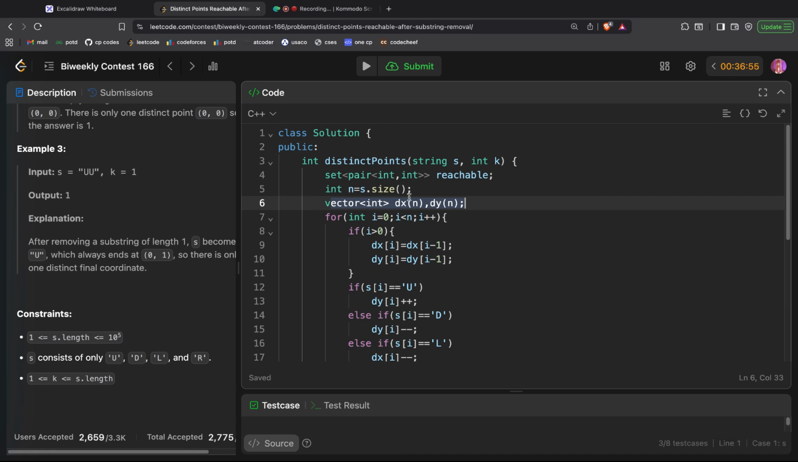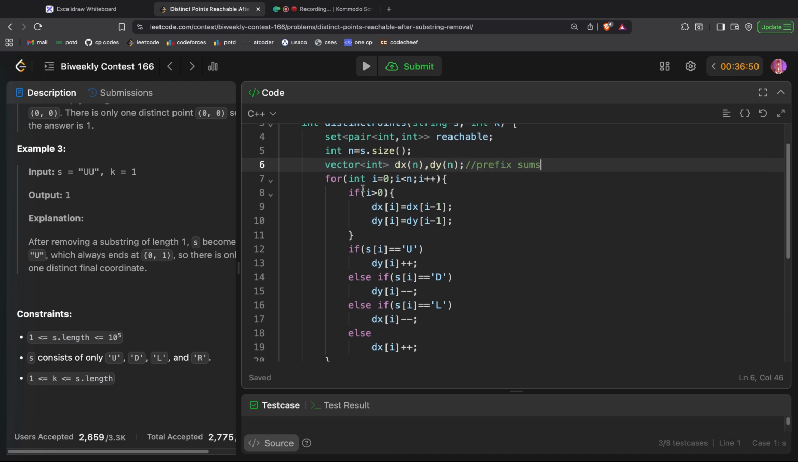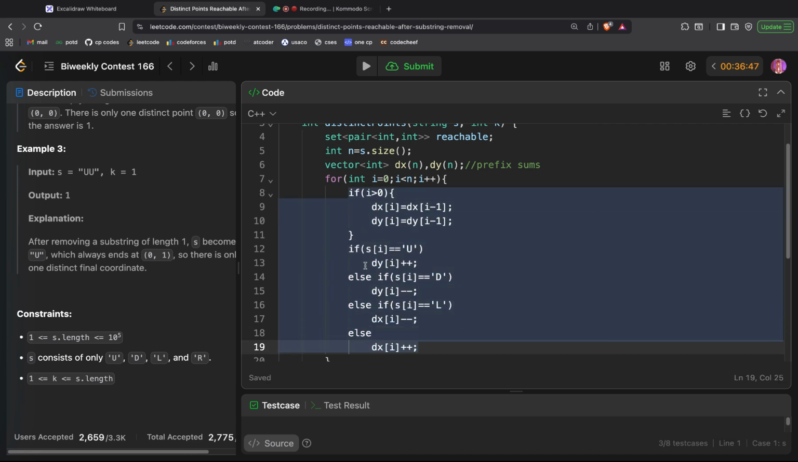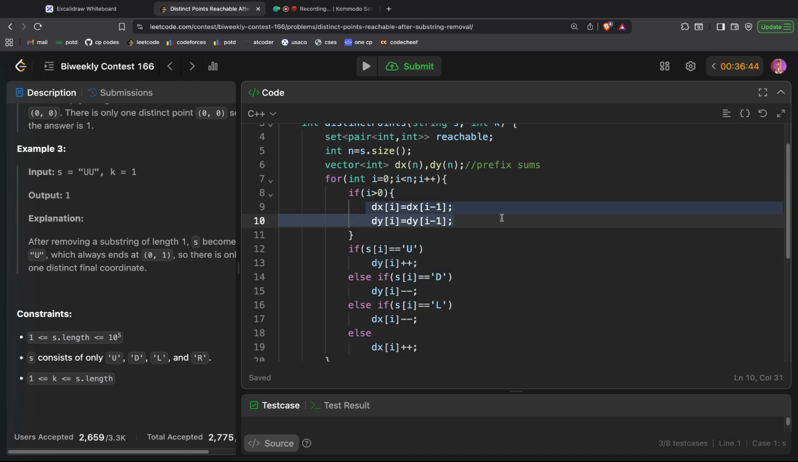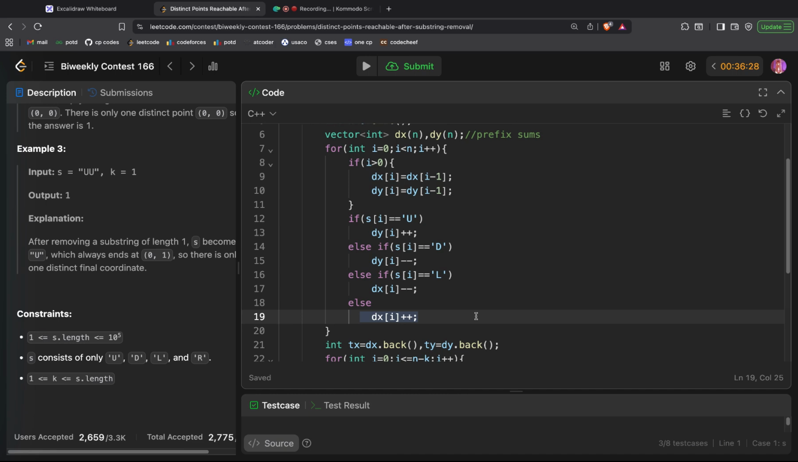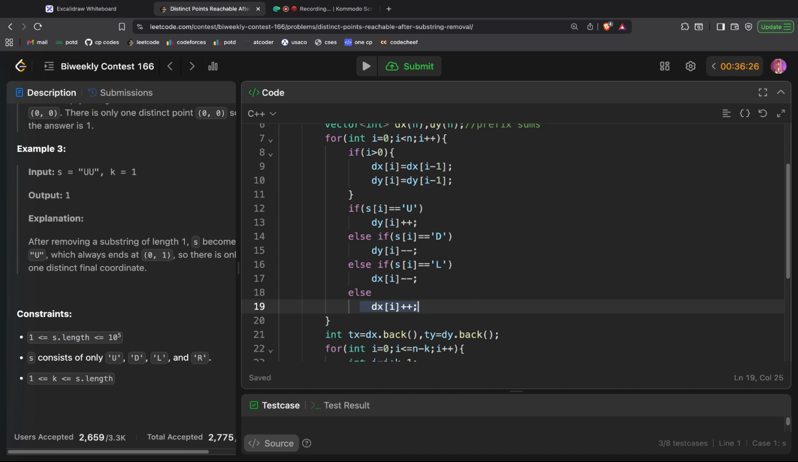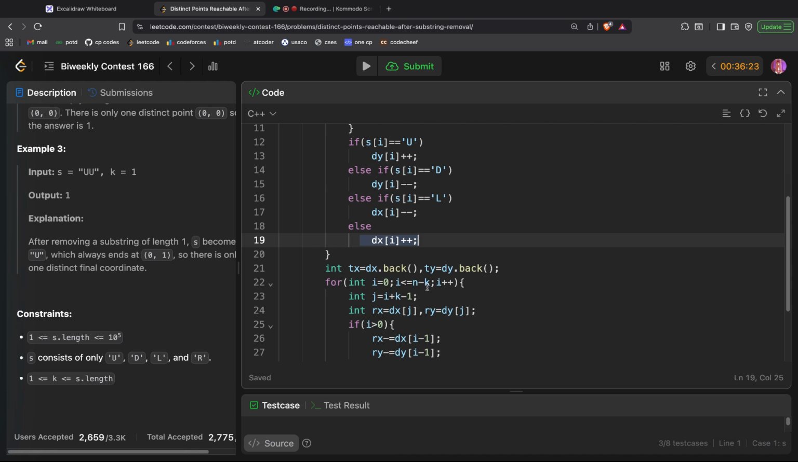So I have vectors for dx and dy. These are like the prefix sums. You calculate this prefix sum: the prefix sum of i still has the prefix sum of i minus 1. That is what we're doing here. If you are going up, you do dy plus plus. If you are going down, you do dy minus minus. If you are going left, you do dx minus minus. If you are going right, you do dx plus plus. That makes sense. Now the total x and total y, that is the reachable point when you do not remove anything. That would be dx dot back and dy dot back.